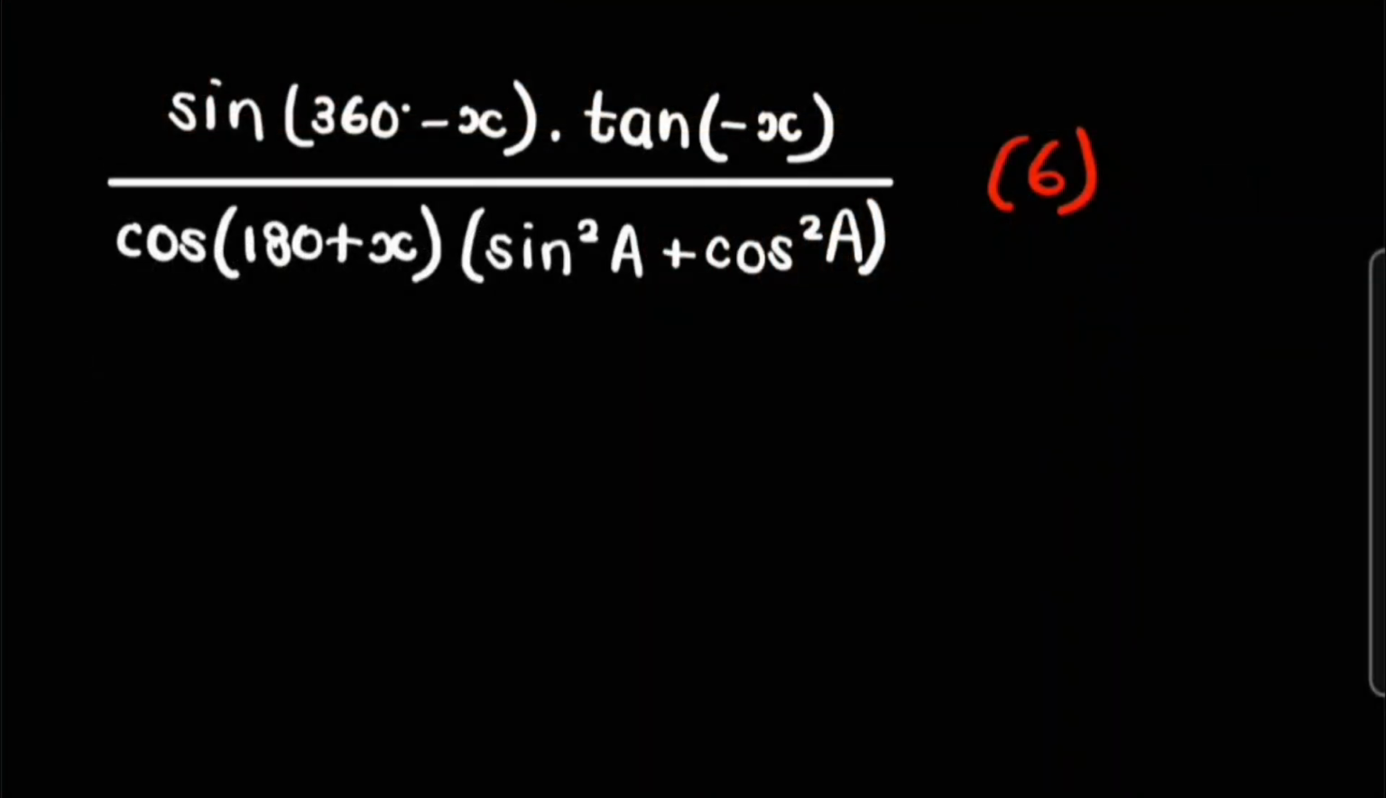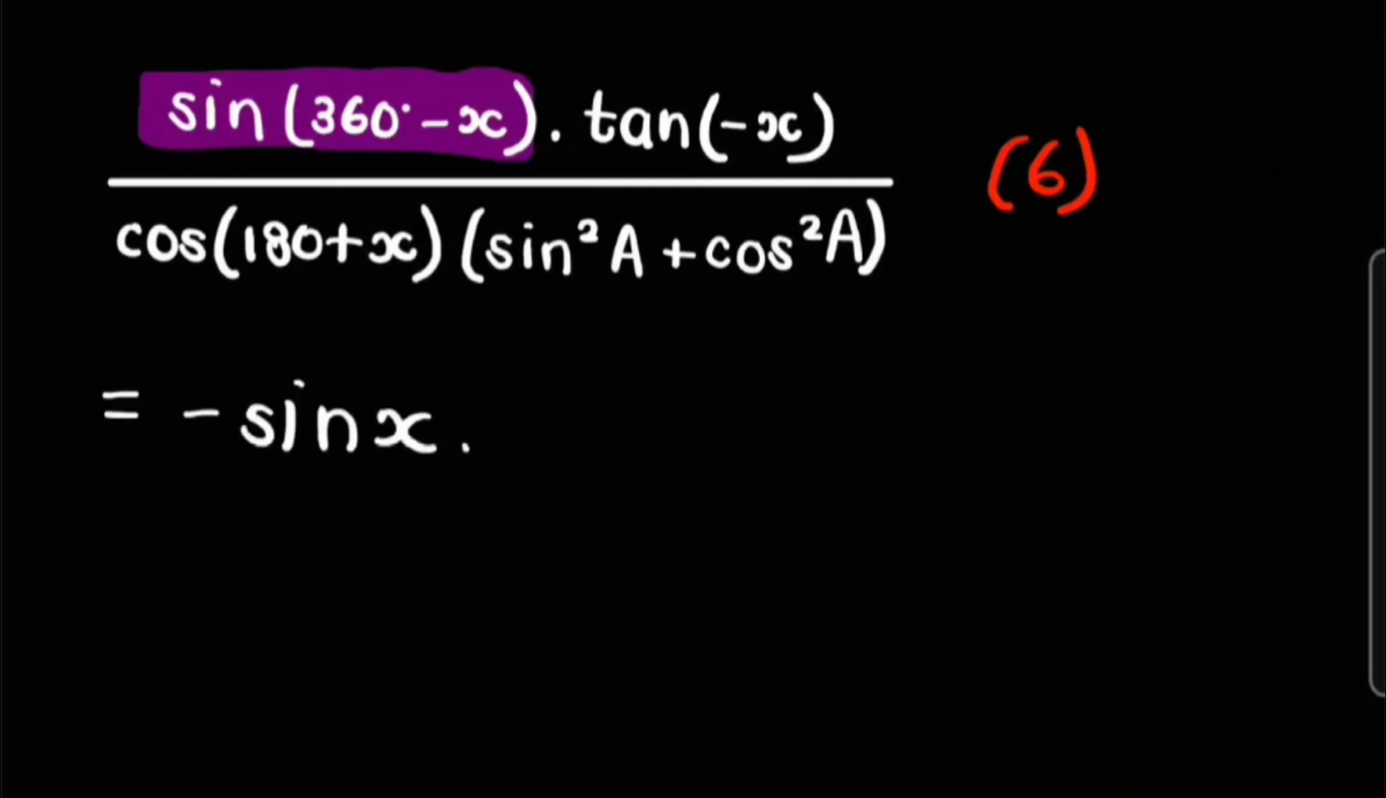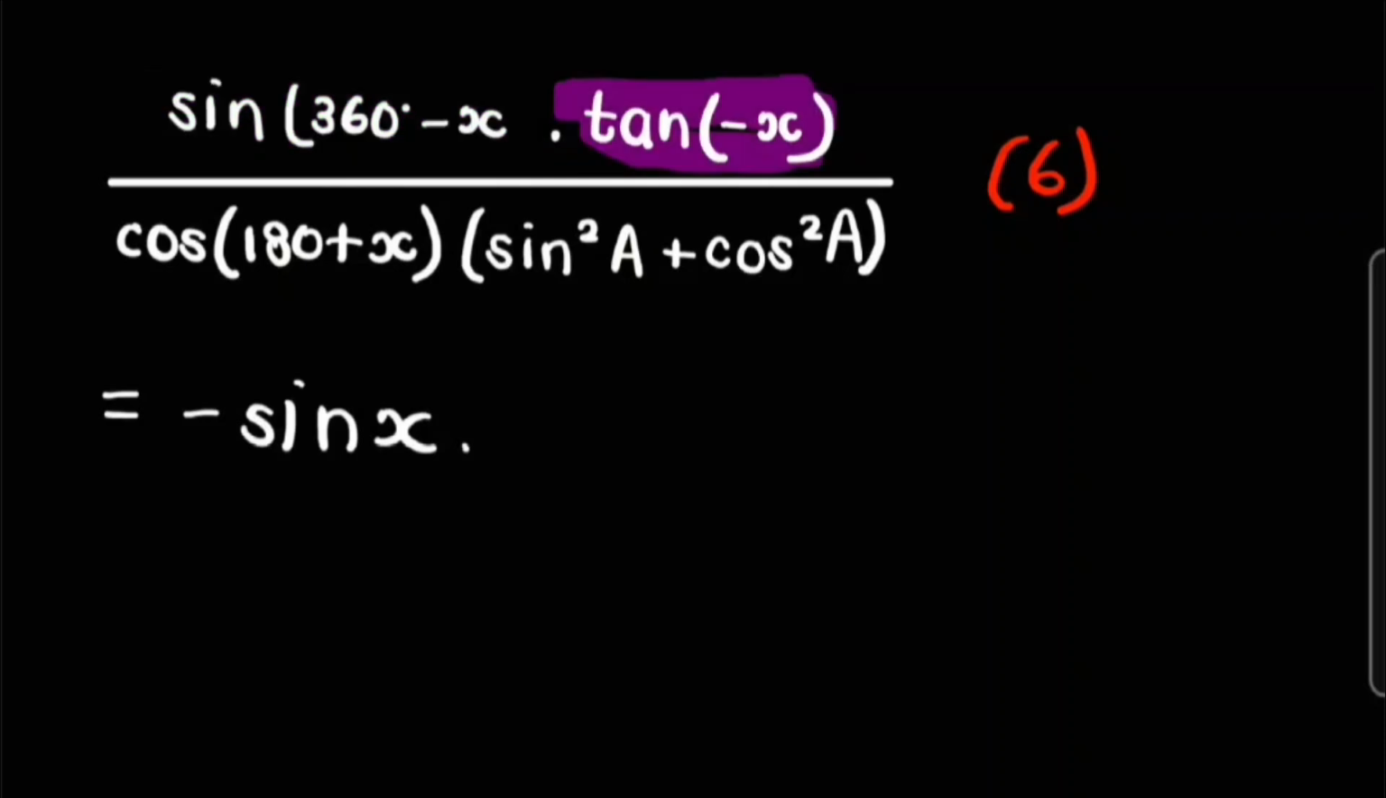Here's another 6-mark question. We're starting off by focusing on sine 360 minus x. Firstly, 360 minus lies in the fourth quadrant where sine is negative. That gives us negative sine x. Now we're on to tan negative x, and we know that that becomes negative tan x.